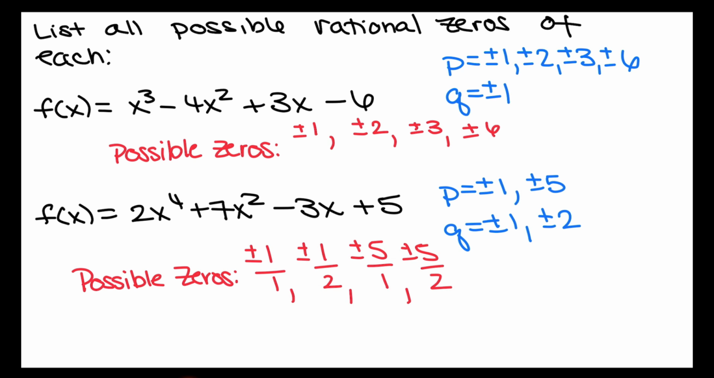So I have to do every possible combination of p over q. So it could be 1 over 1, or 1 over 2, 5 over 1, or 5 over 2. And each of those zeros could be positive or negative. So I've got plus or minus 1, plus or minus a half, plus or minus 5, or plus or minus 5 halves. If this polynomial has rational zeros, it has to be among that list.